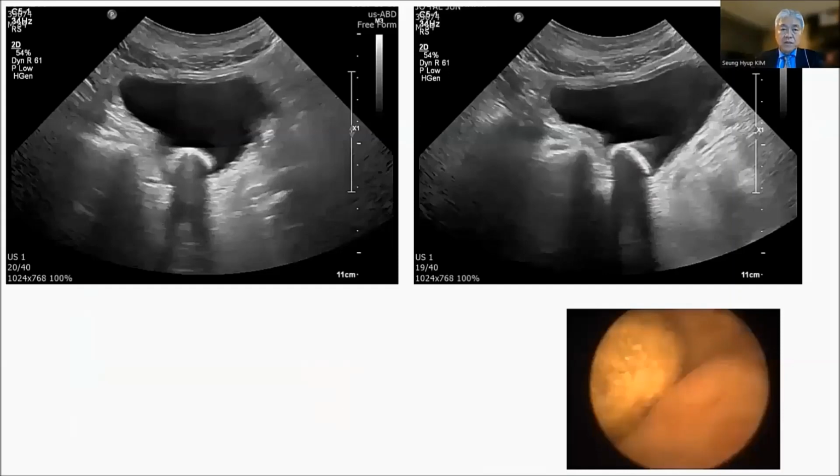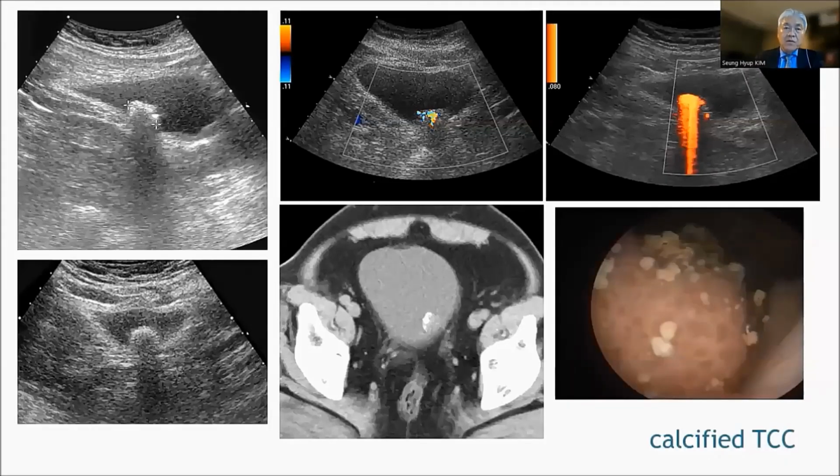Bladder stone may be detected easily with the ultrasound by its echogenicity, posterior sonic shadowing, and also by its movability with postural changes. One thing we need to keep in mind is that bladder tumor with dystrophic calcification on the surface, like this case, may mimic a bladder stone.